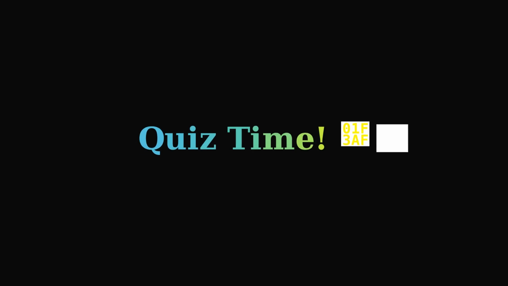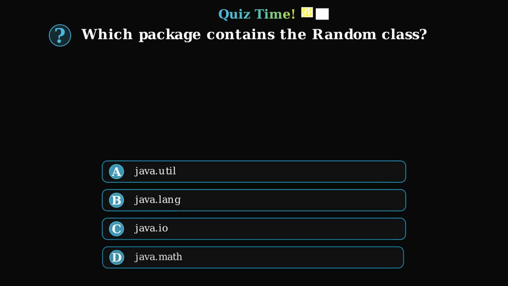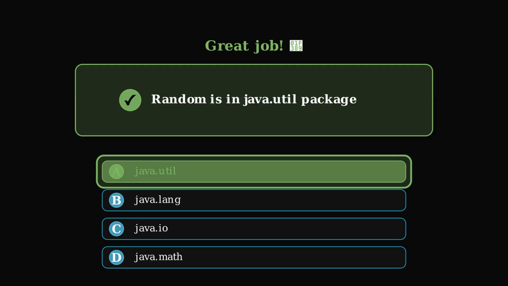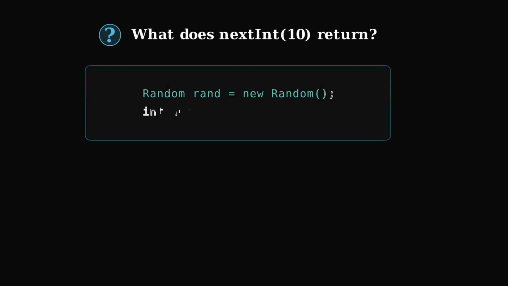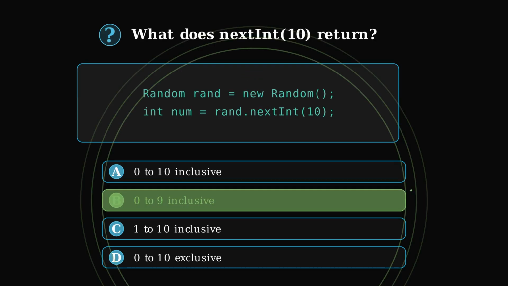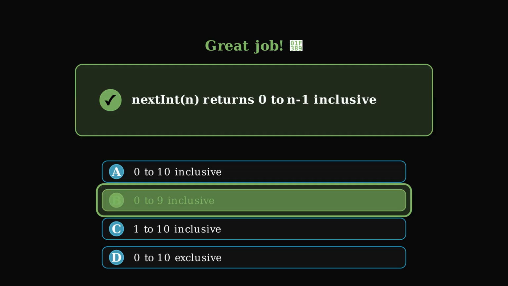Quiz time. Test your understanding. Which package contains the random class? Which one is correct? The correct answer is random is in java.util package. What does nextInt(10) return? Which one is correct? The correct answer is nextInt(n) returns 0 to n-1 inclusive.